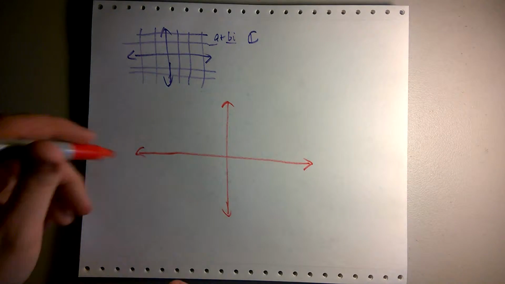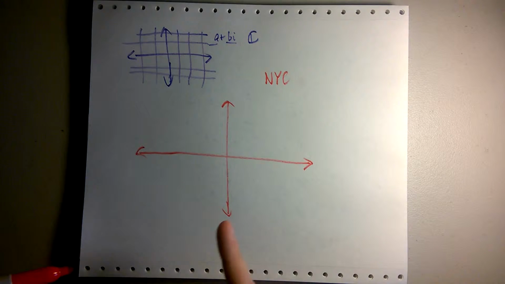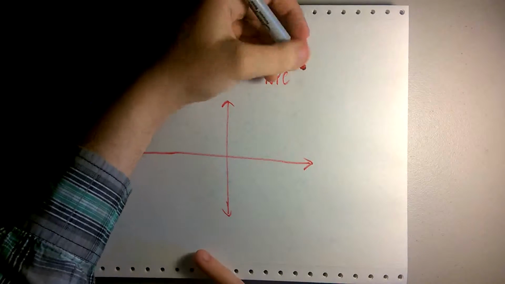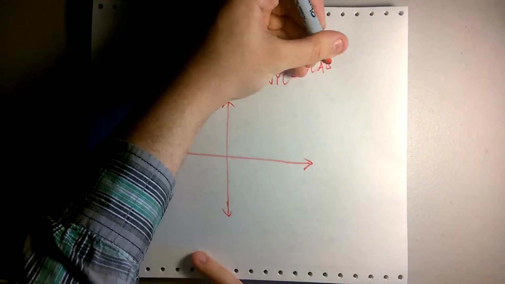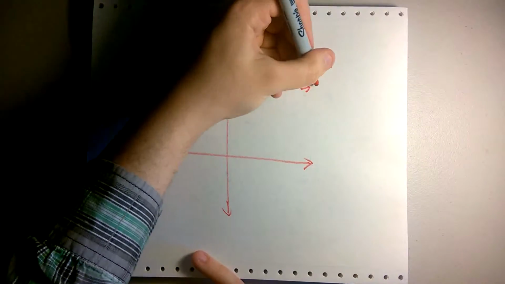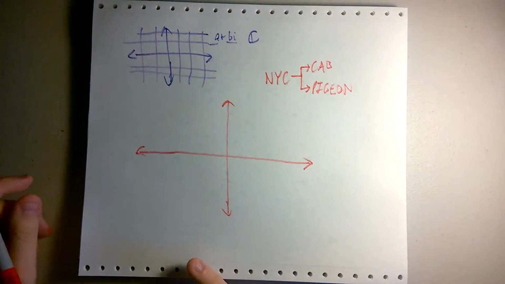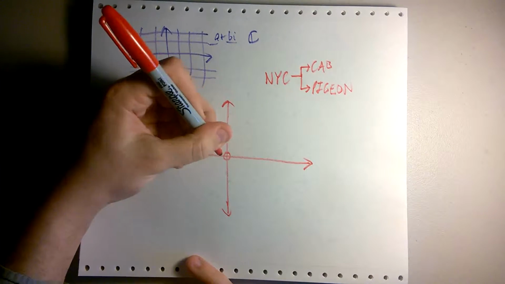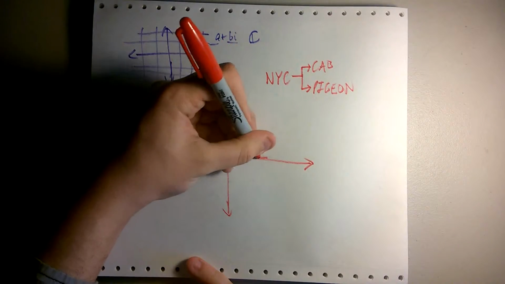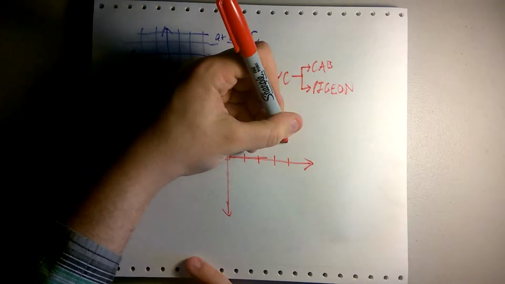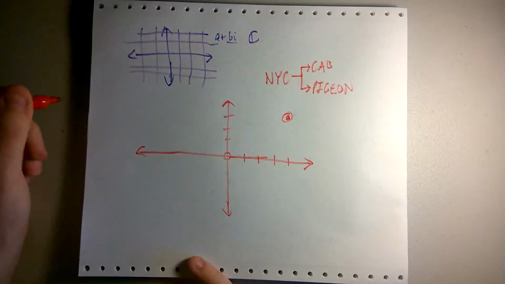Alright, let's talk about navigating New York City. NYC. Alright? You have two choices. Your two choices are to go by cab or to fly with a pigeon. Alright? And you need to get from where you are, and let's say 4 blocks this way: 1, 2, 3, 4. And 3 blocks this way: 1, 2, 3. So you want to get to this point on your map.